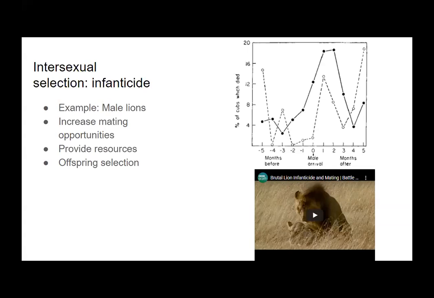There are some other suggestions as to why this takes place besides decreasing the time to estrus. One is that it could actually provide resources, so you can feed on the offspring, recovering resources that way. It could also provide a way to select for particular offspring. So you have a lot of offspring, and you eat most of them and leave a few behind, those that you think are the best.